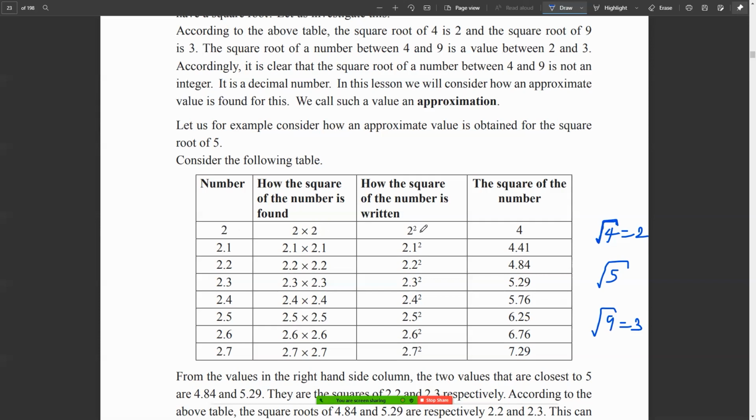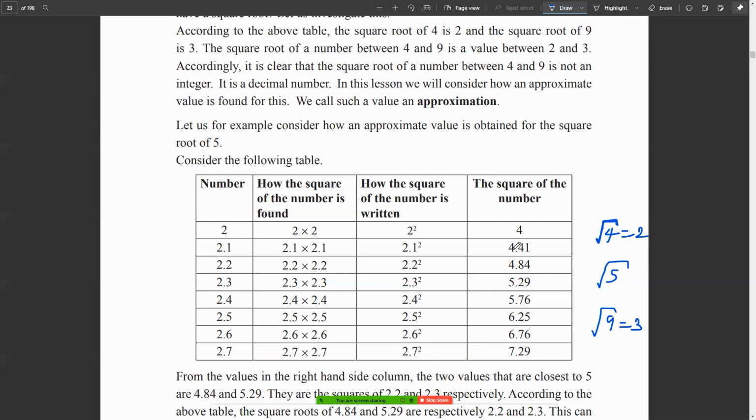I told you in the beginning that you need to have this knowledge about these notations. So 2 into 2, 2 to the power 2, the value is 4. Then you go into the first decimal place. It's 2.1, right? 2.1 into 2.1, which is 2.1 to the power 2. Now the value is 4.41.